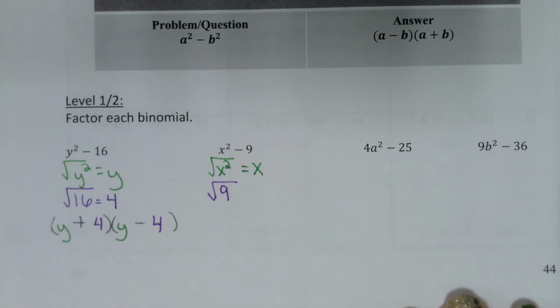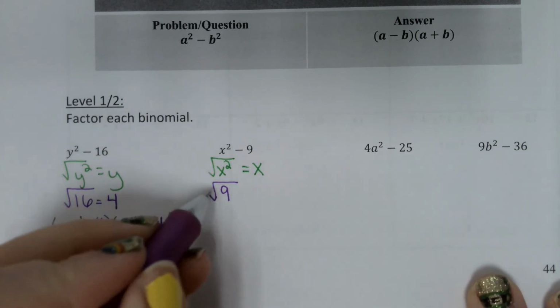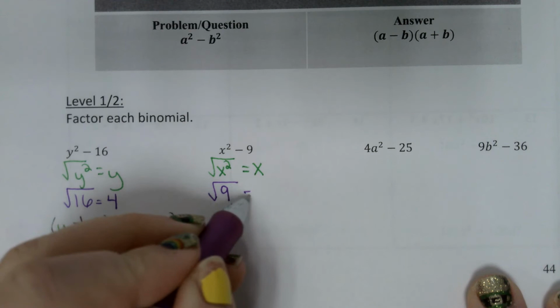But remember that there's a button on your calculator that you can use when you need to take the square root of a number. It's second, and then the number right to the left of 7, if you have a calculator that's similar to the one that we use in class. The square root of 9 is 3.